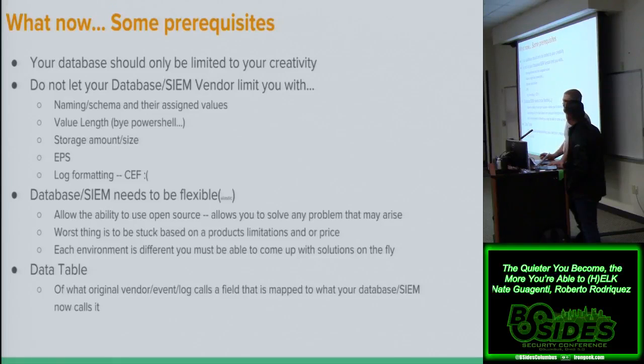There's tons of smart people out there, smarter than me, that are solving problems. You can just take the stuff that they've already done and put it right in your product. And one of the most important things is the data table, right? It's essentially: what does the vendor call the original name, and then what do you call it?